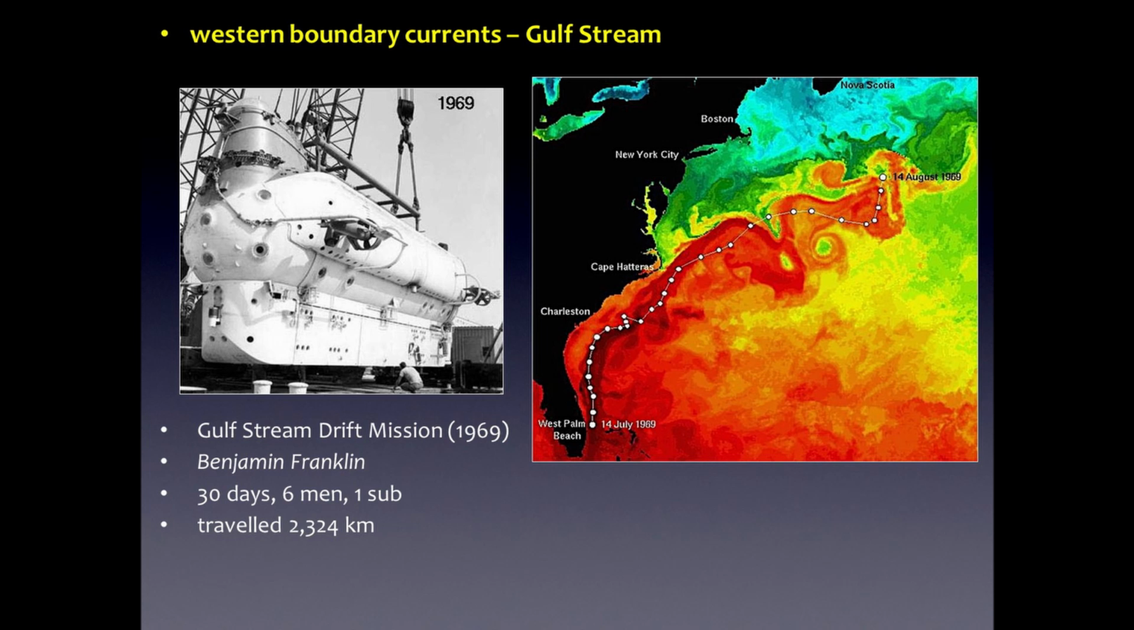Basically what happened is the submersible entered the Gulf Stream off of West Palm Beach, Florida on July 14th of 1969, and then just drifted in the Gulf Stream until it finally ended up off the coast of Halifax around August 4th of 1969. You had 30 days, 6 men in one sub, a small enclosed place. NASA once again was also interested in this because it showed what happened when you took a number of people and placed them in a small confined place for a number of days. Same thing you'd do on a moon mission.